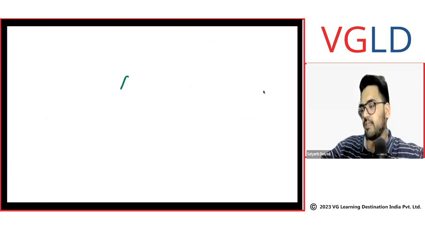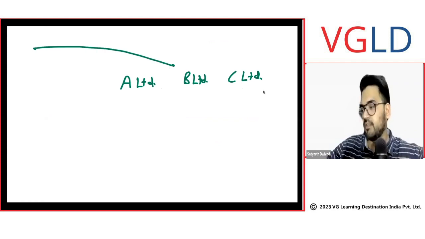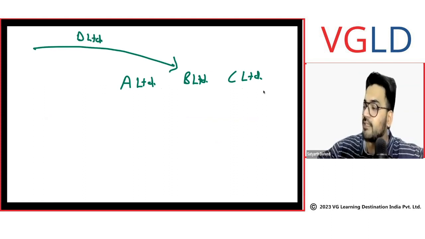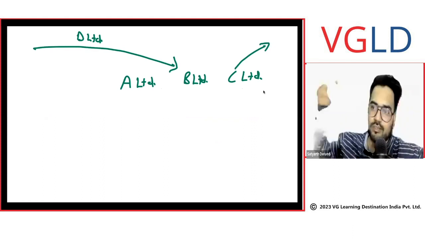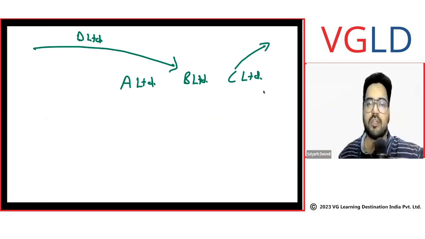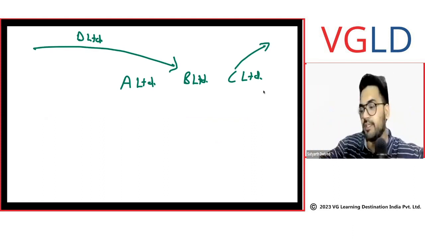There is A Limited and B Limited, right? And C Limited. And during the year, there is a new acquisition of D Limited. And during the year, C Limited goes away. C Limited is sold off, or the shareholding is gone. So during the year, these two events happen.